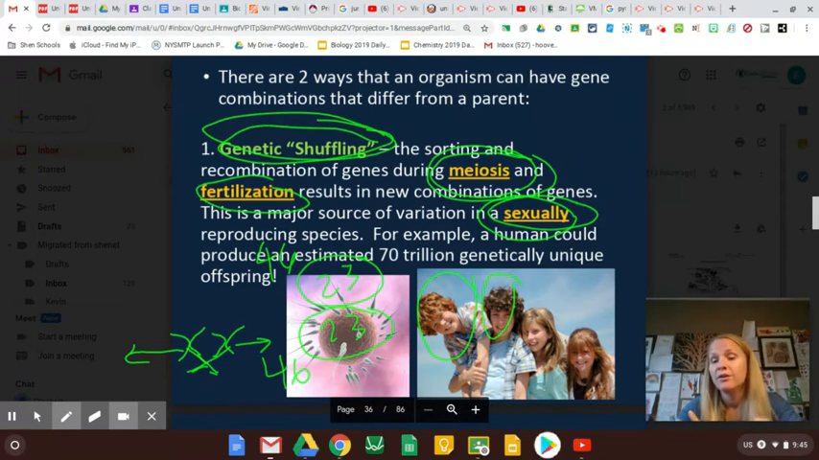You're going to get new things you've never seen before, and that is a source of variation that can allow evolution to happen, because now you have maybe this kid who's smarter than this kid, or this kid who is, I don't know, stronger, faster, and can survive better than this kid.